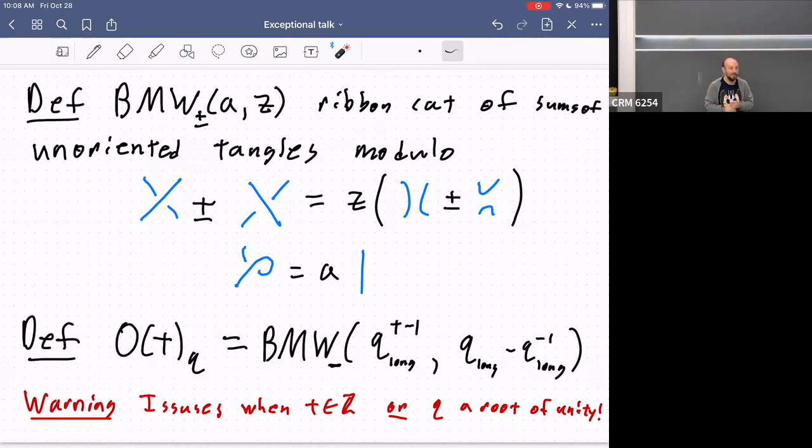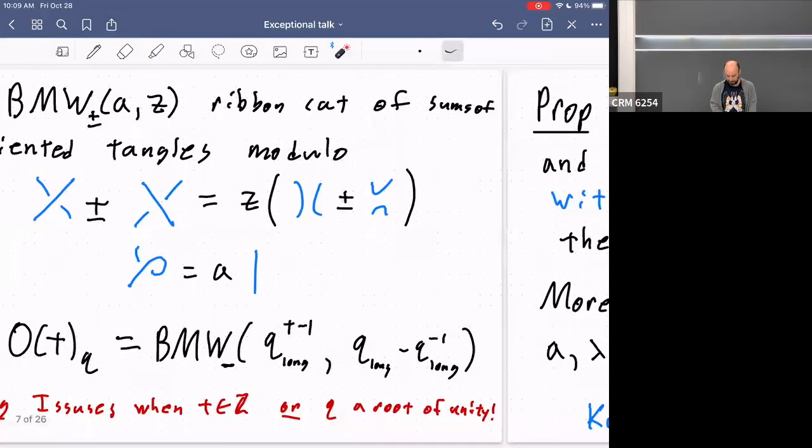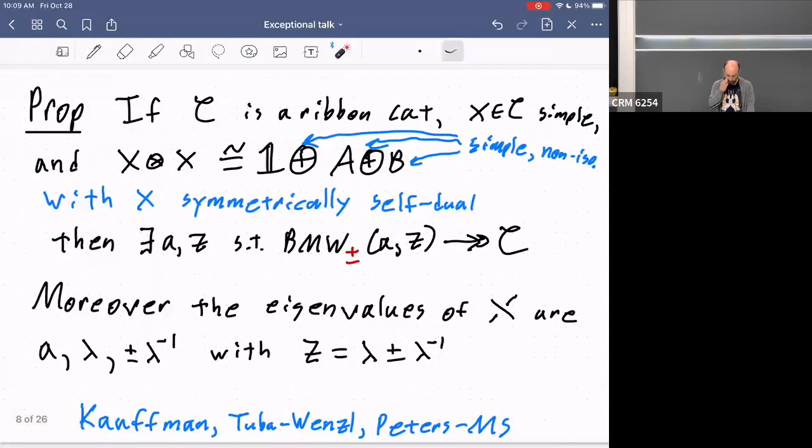Okay, now just like before, there are these issues when t was an integer, and now we have issues when t is an integer or when q is a root of unity. Both of those cause funny things to happen that I don't want to get into. Okay. Now, why did I want to write this definition down? Because I want to know how you would guess this if someone hadn't told you already about the Kauffman polynomial. And Kauffman doesn't say this is how he guessed it, but surely it is. I mean, he didn't have this language, but the argument is kind of the same argument.